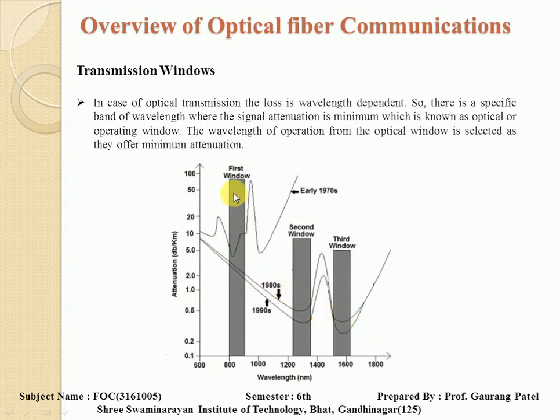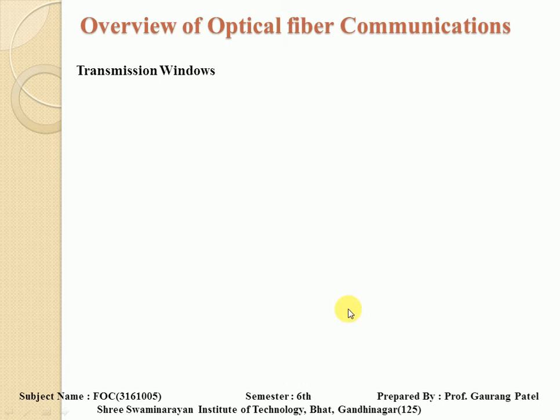So first window the loss is 4 dB per kilometer. For second window the loss is around 0.5 dB per kilometer, and for third window the loss is around 0.2 dB per kilometer. And very important to note, nowadays for long distance communication this window is used, means the wavelength of 1550 nanometer is used.